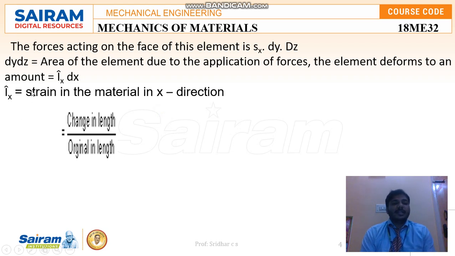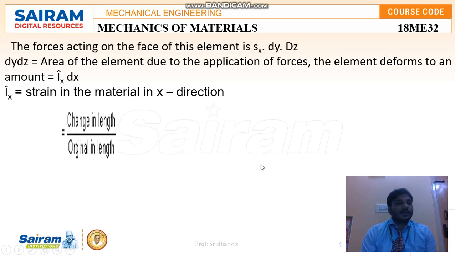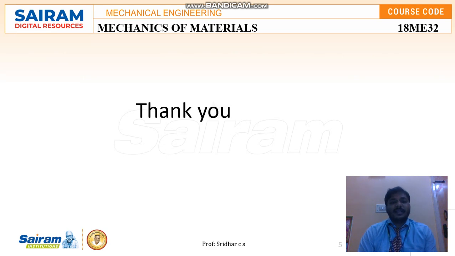Based on that, the strain in the material in the x direction, because we consider only the x axis, is nothing but change in length by original length. Based on this function we can identify the strain energy. So this is how we measure the strain energy in uniaxial loading. If it is biaxial, we consider the x direction and the y direction. Because it is uniaxial, we consider only the x direction. So this is how we can identify the strain energy in uniaxial loading.